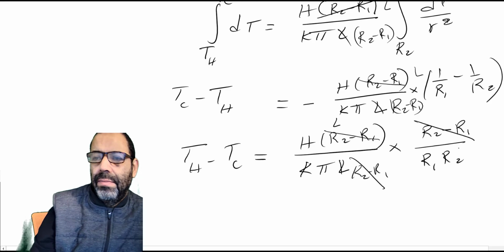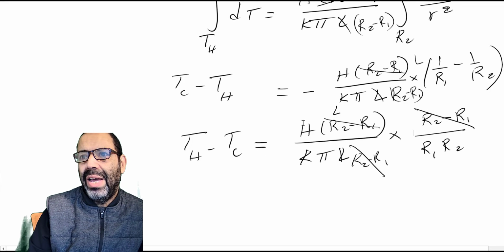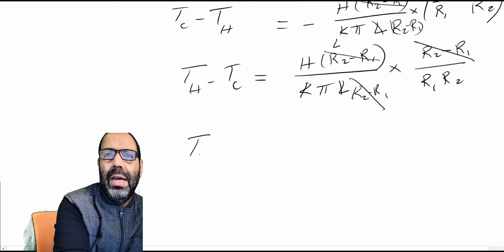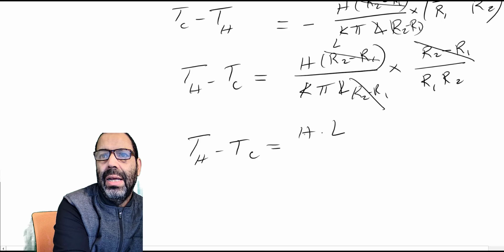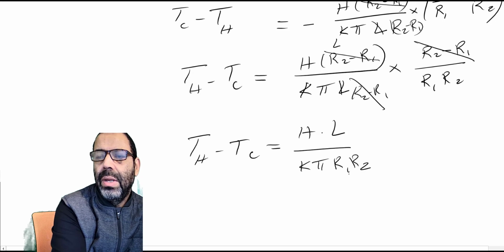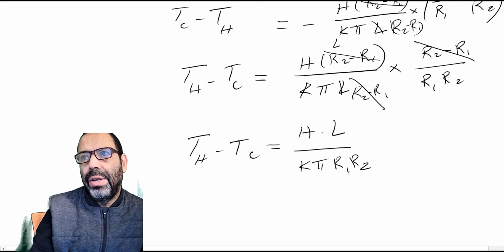R2 minus R1 cancel. Okay, and we have the expression now. Let's clean it up a little. So it looks like it's TH minus TC is equal to H times L. Now the H will be inversely proportional to L if I really find the H, which we are going to do soon, which is K times pi times the product of the two radii, the inner and the outer. And now we have the expression that we were looking for.